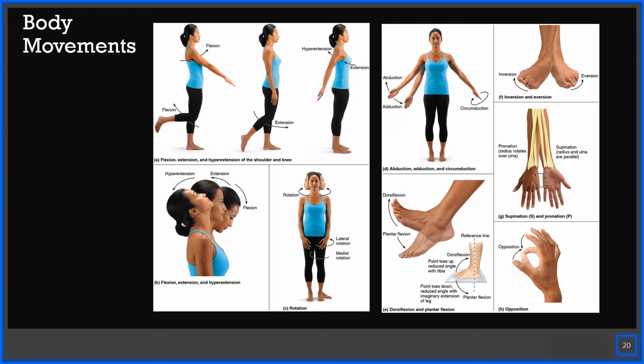And the last one demonstrated here is opposition. In the palm of the hand, the saddle joint between metacarpal 1 and the carpals allows opposition of the thumb, the opposable thumb. This is the action by which you move your thumb to touch the tips of your fingers on the same hand. It's a unique action that makes the human hand a fine tool for grasping and manipulating objects.